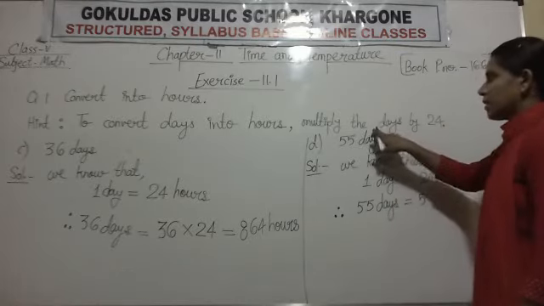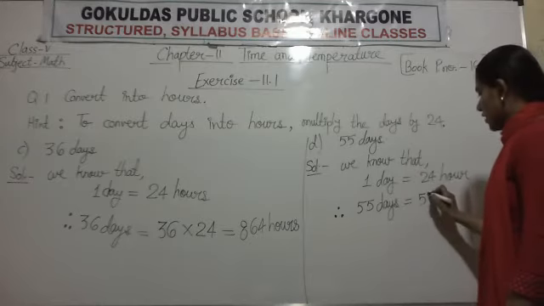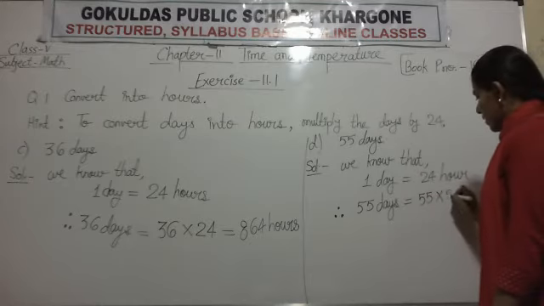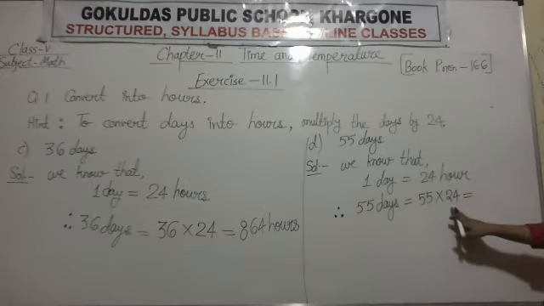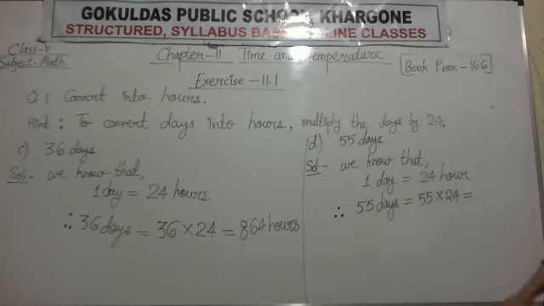According to the hint, multiply days by 24. So days are 55. We will multiply with 24. Okay, now multiply this 55 with 24 and get your result. Arrange 55 and 24, both the numbers, column wise and multiply. I am waiting for your answer.